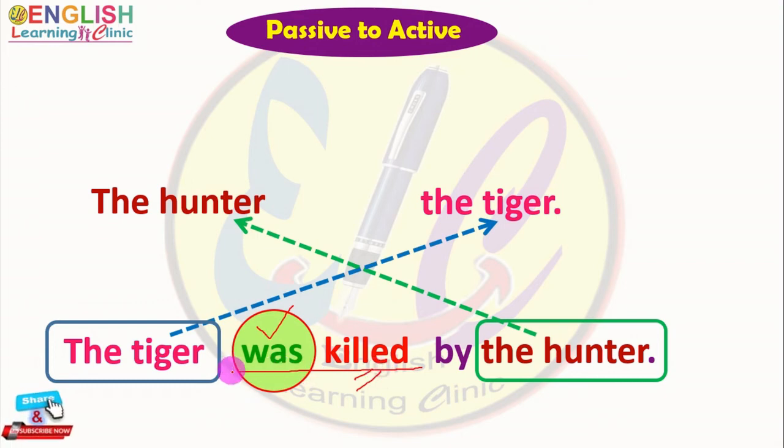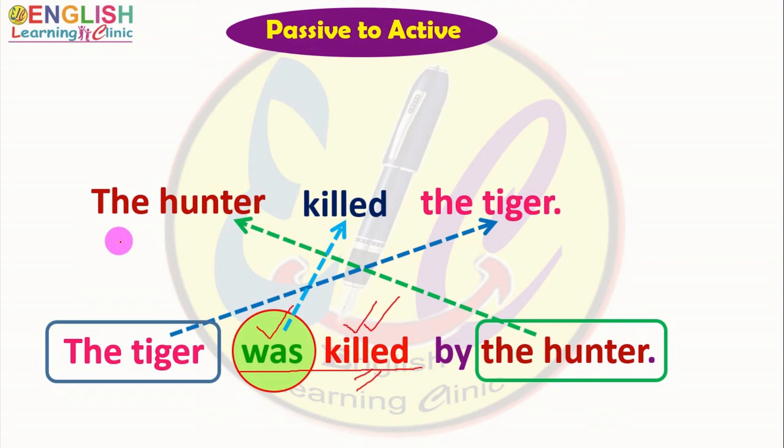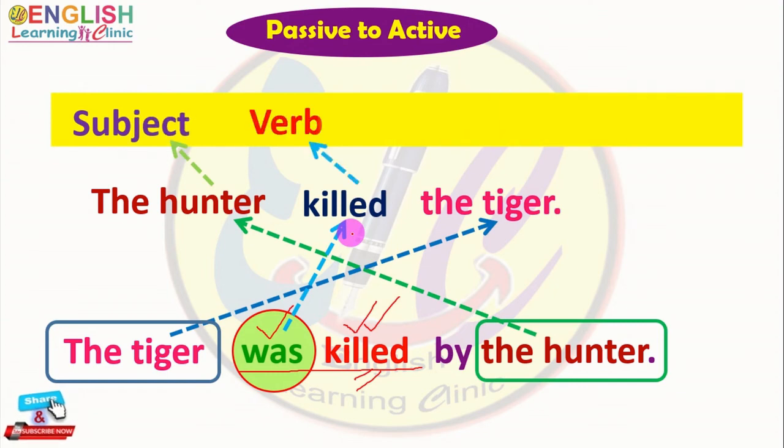This is the past indefinite form of the be verb was. So, in active voice, the main verb was in past indefinite form. So, in active voice, the verb kill was killed. This is the sentence with the active form of the verb kill: the hunter killed the tiger.